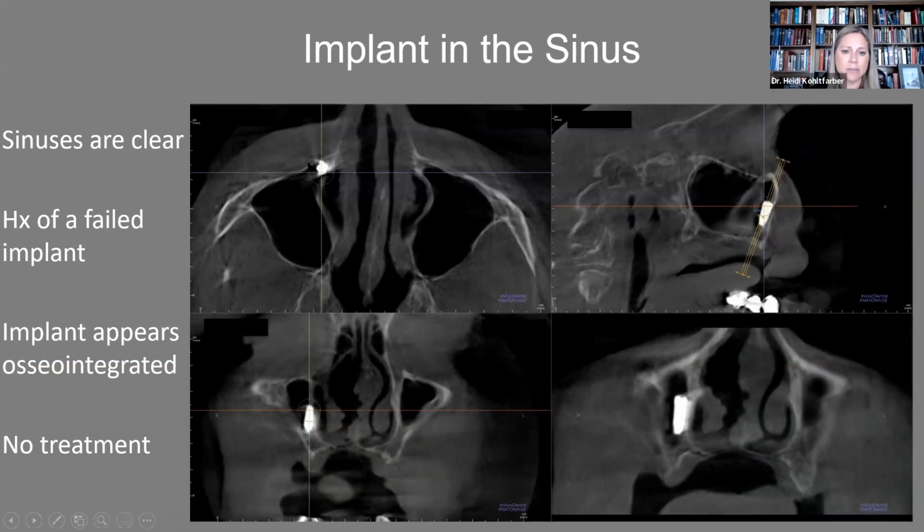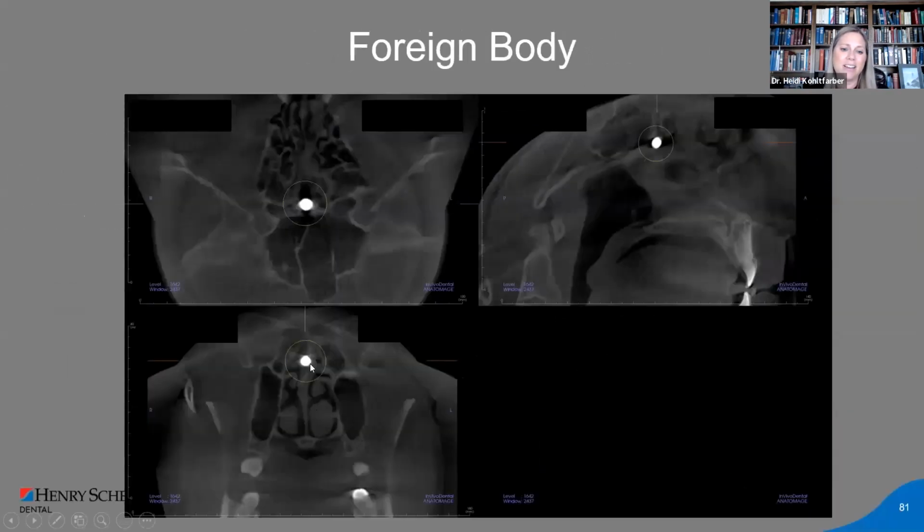Implants in the sinus. Yes, absolutely. In fact, this one has osseointegrated because they're going to osseointegrate about 90%, 95% of the time. And this just proves that point. So no treatment needed with that one. It's going to stay there. Foreign bodies, we can see nice little BB within the sinuses. So patient has a history of being shot with a BB gun.